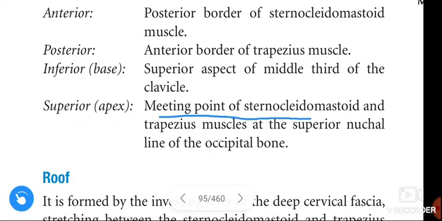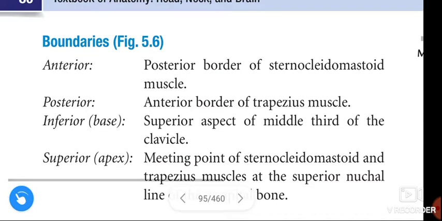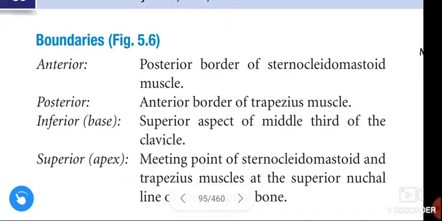Next, superior or apex: the meeting point of the sternocleidomastoid and trapezius muscles at the superior nuchal line of the occipital bone. I will show you that in the diagram.